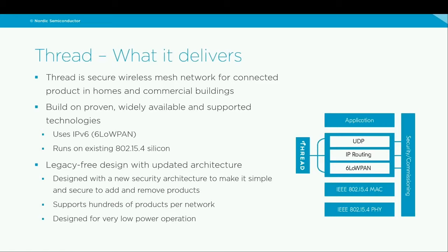6LoWPAN defines encapsulation and header compression mechanisms that allow IPv6 packets to be sent and received over 802.15.4 based networks. Thread uses a legacy-free design with updated architecture. All devices in a Thread network have to be authenticated before they are allowed to attach to a network. Additionally, all Thread communication is encrypted and authenticated using 802.15.4 security mechanisms. Thread supports hundreds or even thousands of products per network and was designed for low power operation.